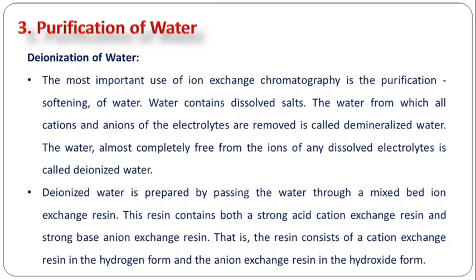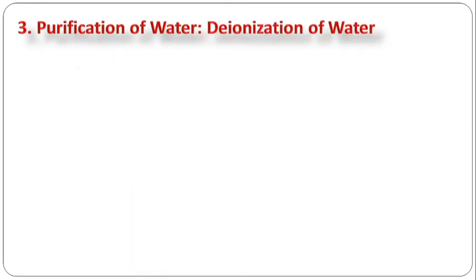The deionized water is prepared by passing the water through mixed bed ion exchange resins. These resins contain both strong acid cation resin as well as strong base anion exchange resin. That is, the resin consists of cation exchangers in hydrogen form and anion exchange resins in hydroxide form. So in this way we can remove cations as well as anions from the water. We have to use a mixed bed, that is cation exchange resin as well as anion exchange resin. We will see the process.